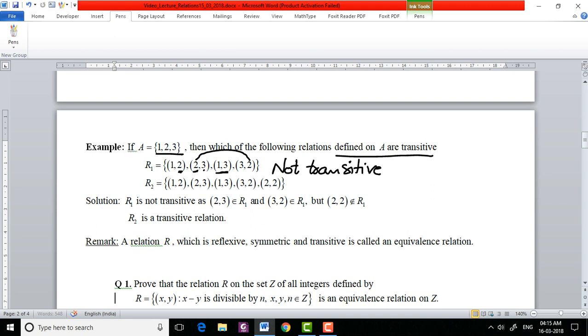But relation R2 contains (1, 2), (2, 3), (1, 3), (3, 2) and (2, 2). Now for (1, 2) and (2, 3), I need (1, 3) which is present over here. For (2, 3) and (3, 2), I need (2, 2) which is again present over here. Now for every other element, for (3, 2) and (2, 2), I need (3, 2) which is again present. So this definition satisfies all the conditions of a transitive relation. So this is transitive in nature.